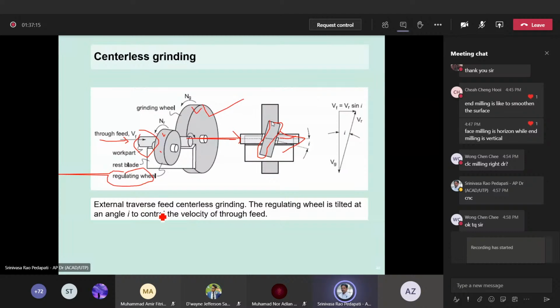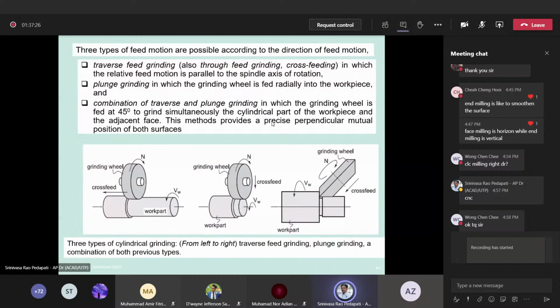So that is why this is called centerless grinding. Centerless grinding means it is not held in between centers. The work is not held. That is the meaning of that. So that is how the name applies.